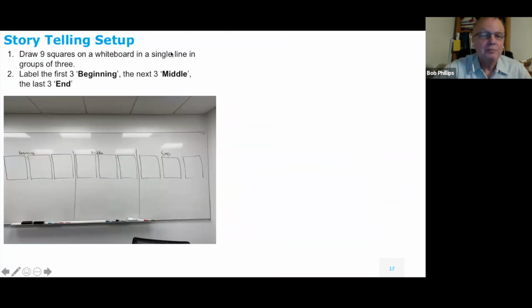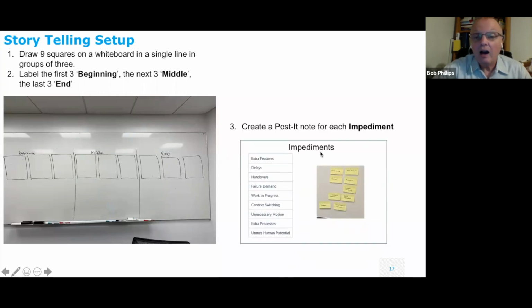So basically, when you do a retrospective, I recommend having a room where people can get up and move around. And I draw 9 frames. One section's beginning, one's middle, and one's end. Basically, this is the beginning of the sprint, the middle of the sprint, and the end of the sprint. And then if I'm going to do impediments, I would take these impediments that we just went over and make them yellow Post-it notes.